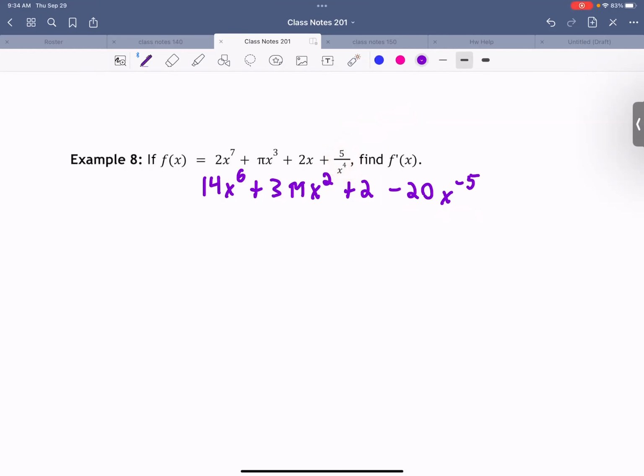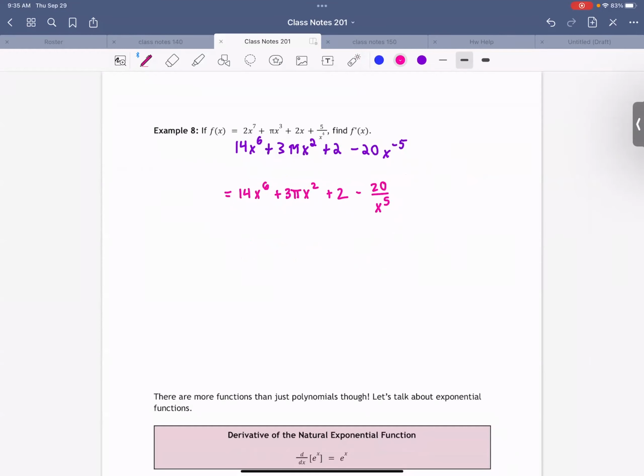Okay. Now, one thing I want to talk about is another way to write your answer. I would take this answer on a test or quiz or anything like that. Some people like to do this. So keep everything the same. And instead of having a negative exponent, we can write our exponent at the bottom. So x to the 5th. Okay, that's also good with me. All right. Okay, let's keep moving on.